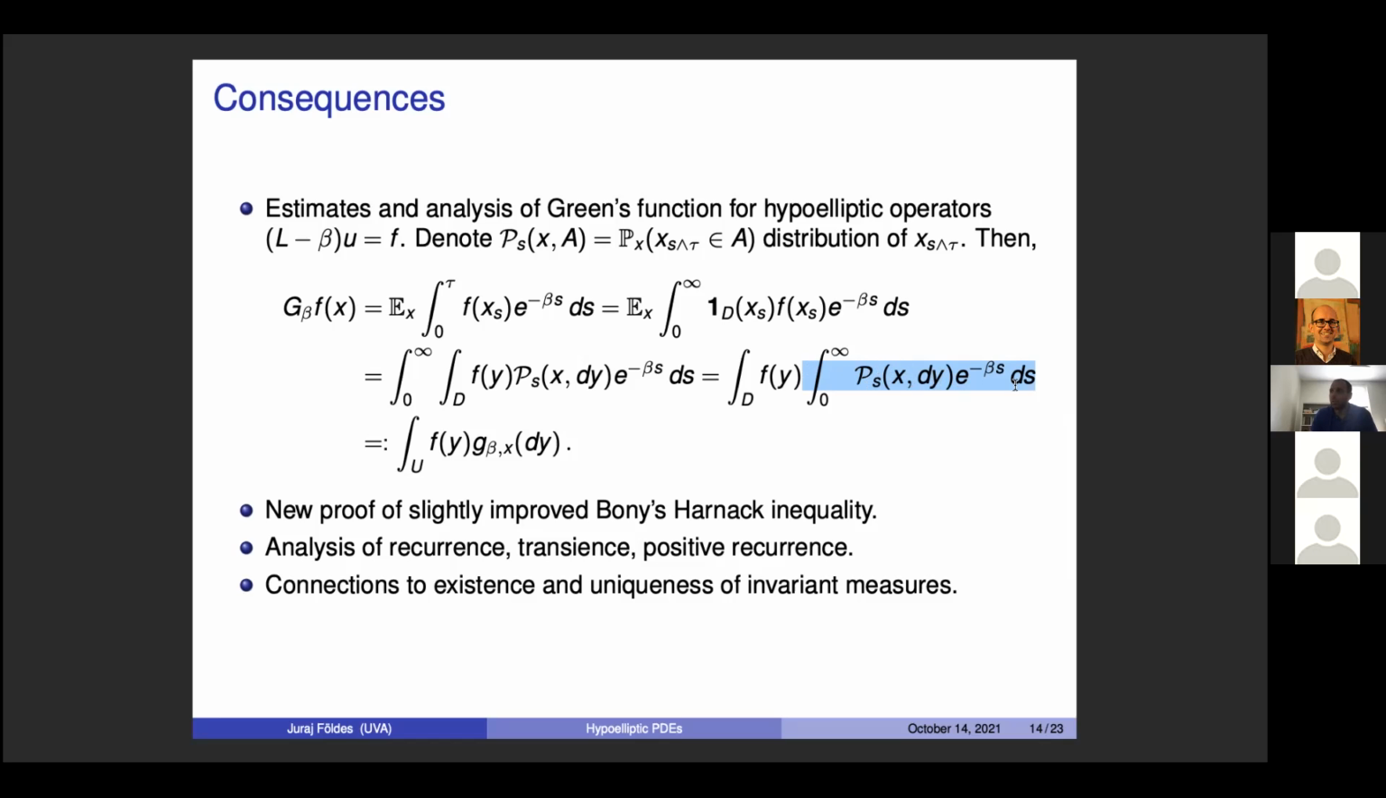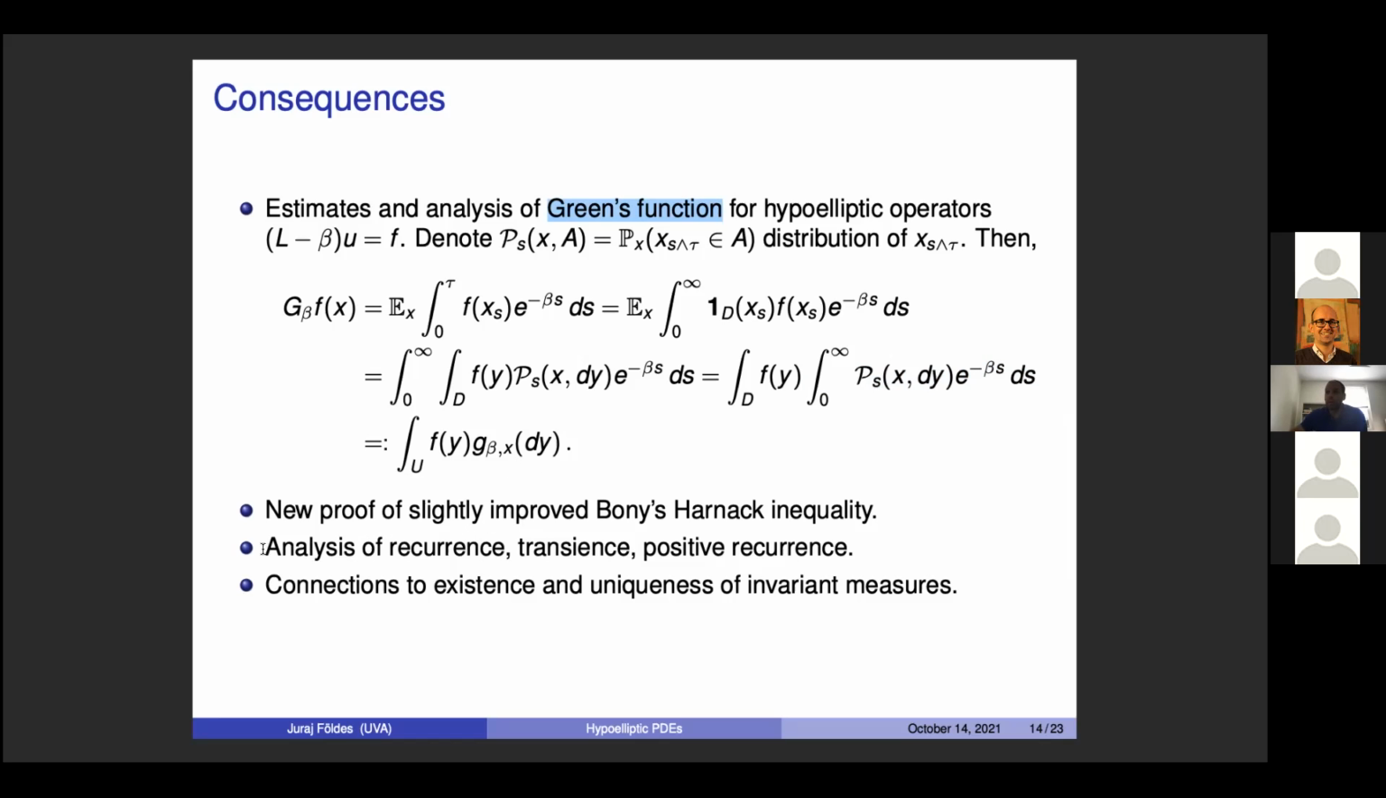I'm not going to use this one, but you see there's also a good probabilistic interpretation for the Green's functions for these stochastic equations. With these techniques, we are able to analyze the Green's functions and get estimates for that. We also get a slightly improved proof of this Harnack inequality, which is a Harnack inequality for the hypoelliptic equations. Those are the PDE results.